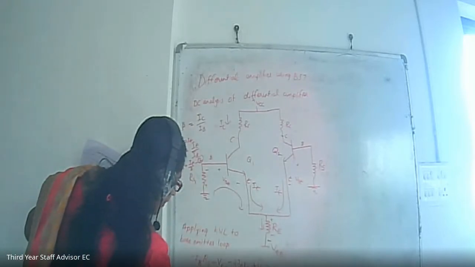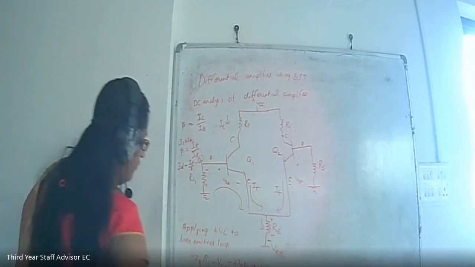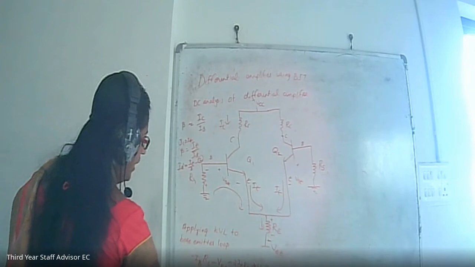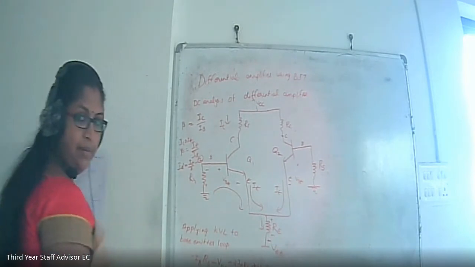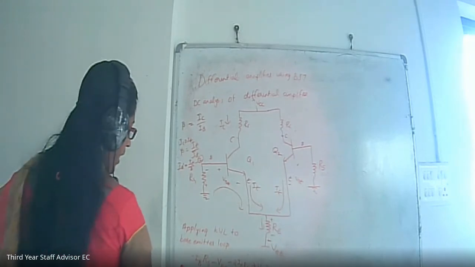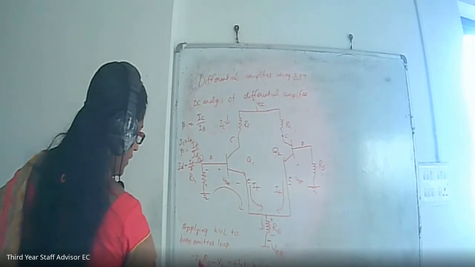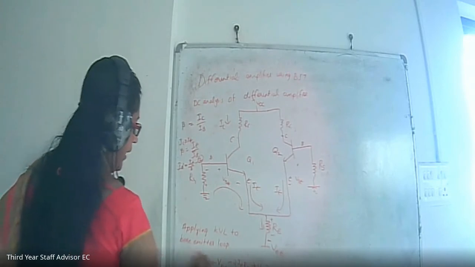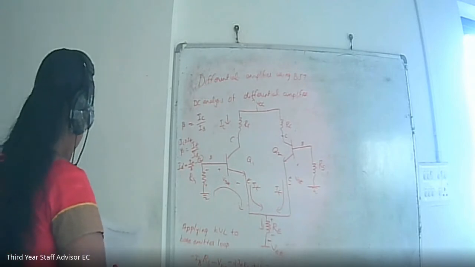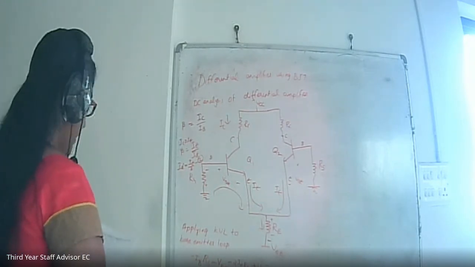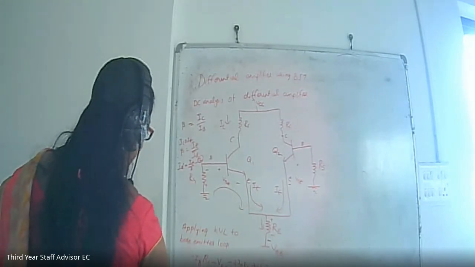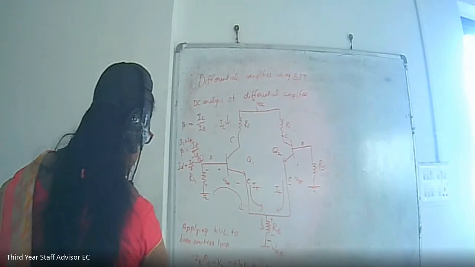So VEE equal to IE by beta into RS plus VBE plus 2IE RE. So this is the equation, and you can number it. Here you can see IE is a common term, so you can take it out.